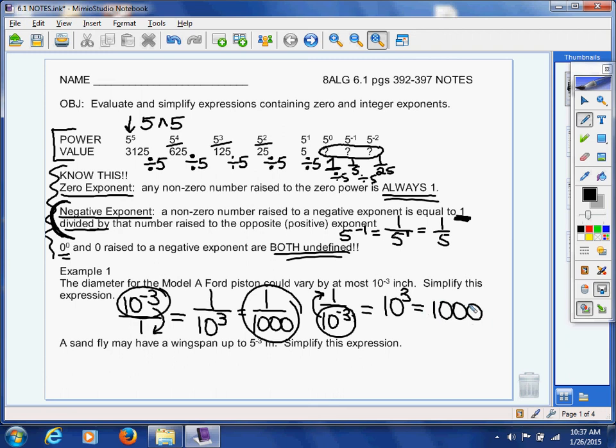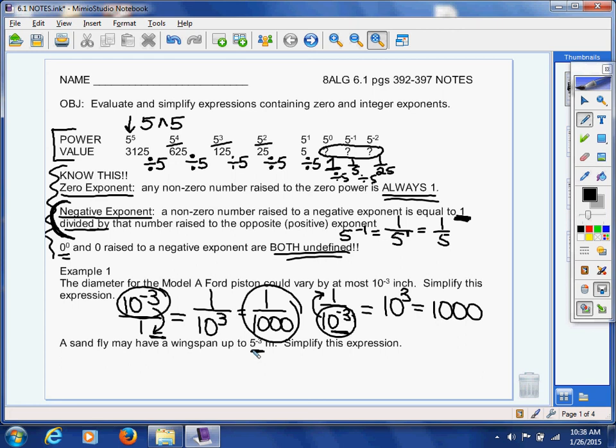So that kind of gives you an idea, some maneuverability, some rules to follow. If my exponent is negative in the numerator, then I'm going to flip it down to the denominator, like I did here. And if my exponent is negative in the denominator, I'm just going to move it up to the top, and that exponent will become positive. And so it's all about moving it across that fraction bar. And if you move it across the fraction bar, the exponent becomes positive. Okay? So let's look at the sandfly that has a wingspan of 5 to the negative 3 inch.